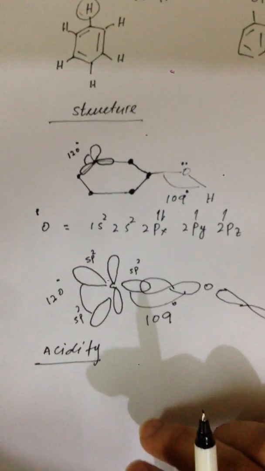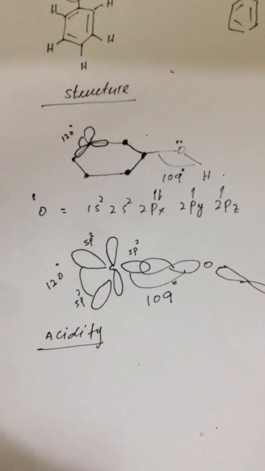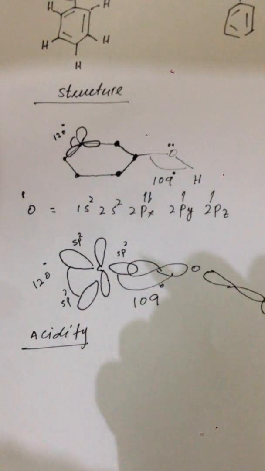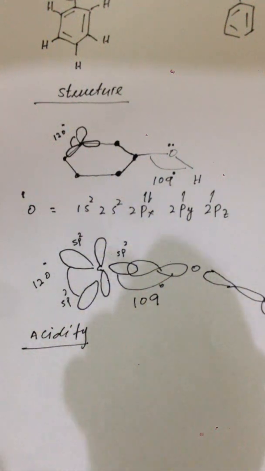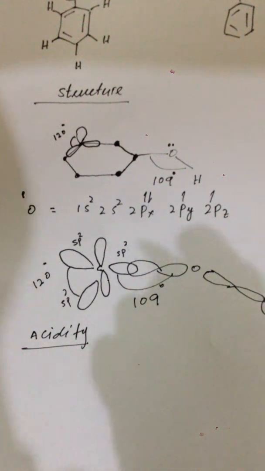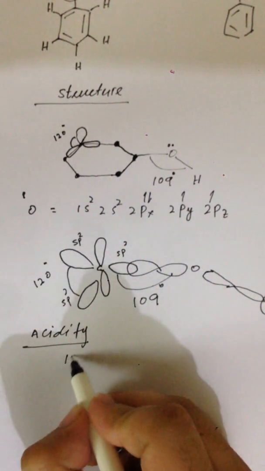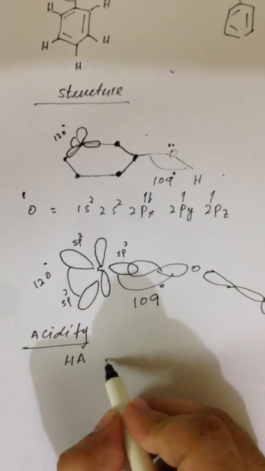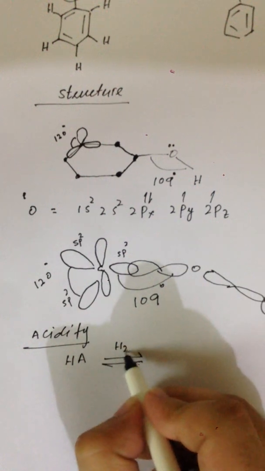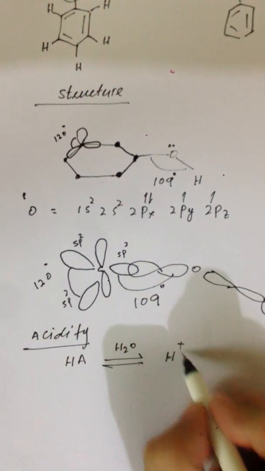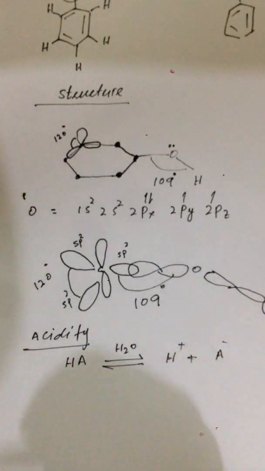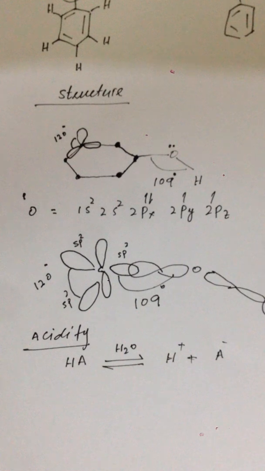Acidity. In your previous classes, you have studied that an acid is a compound that can produce a hydrogen ion in water. For example, if this is an acid, HA, and it is added in water, it will ionize, producing a hydrogen ion or a proton and a negative anion.